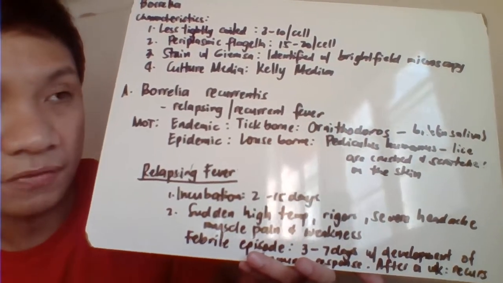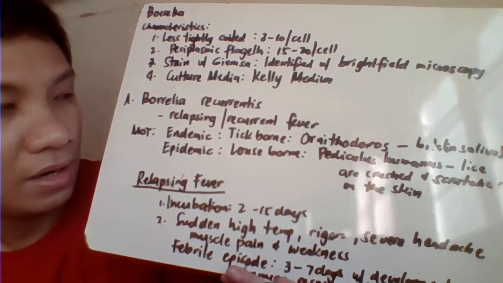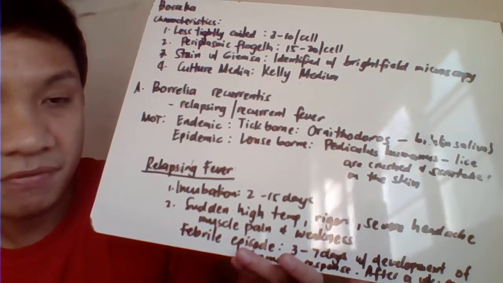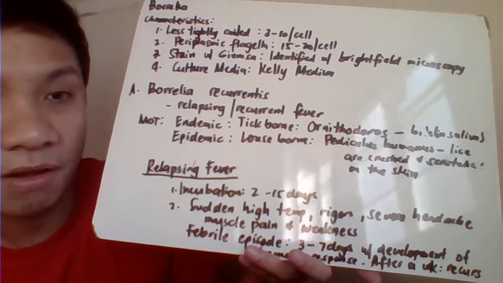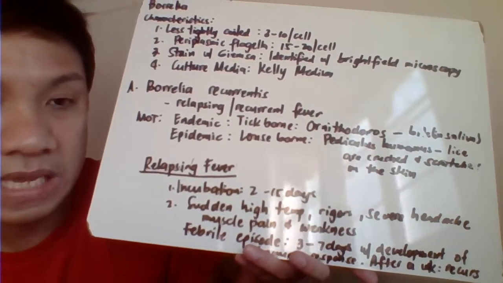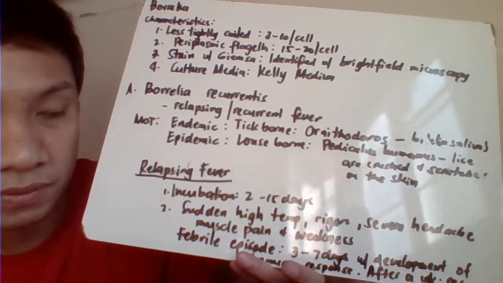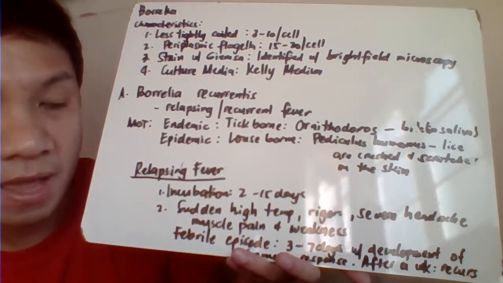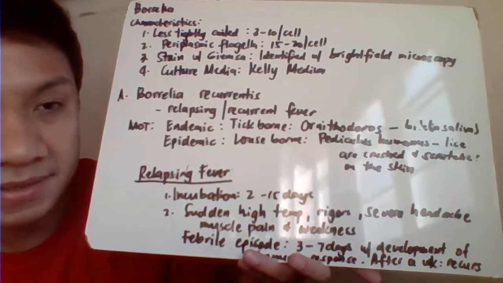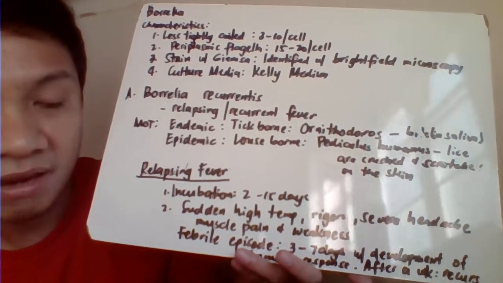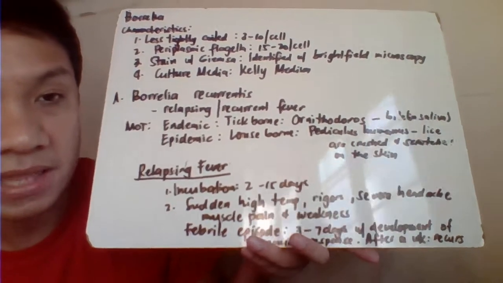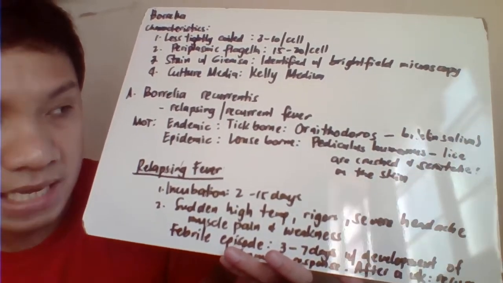The first species of Borrelia is Borrelia recurrentis, the causative agent of recurrent or relapsing fever. There are two modes of transmission here. We have endemic relapsing fever, transmitted primarily by the bite of a tick belonging to the genus Ornithodoros. The bacteria is in the saliva of the tick. On the other hand, epidemic relapsing fever is transmitted by the louse, Pediculus humanus. You can be infected if the louse is crushed and scratched into your skin, which allows the bacteria to penetrate your skin.